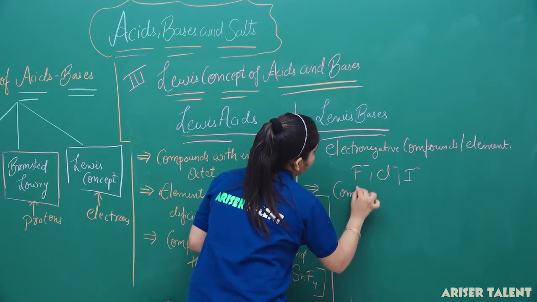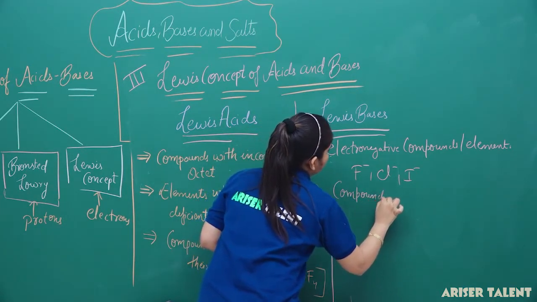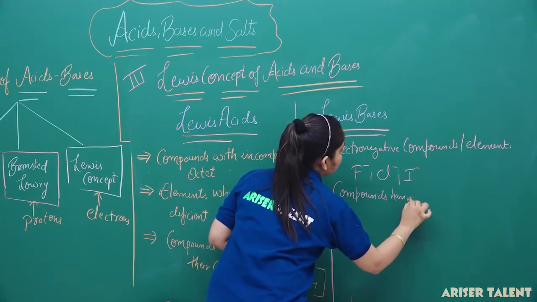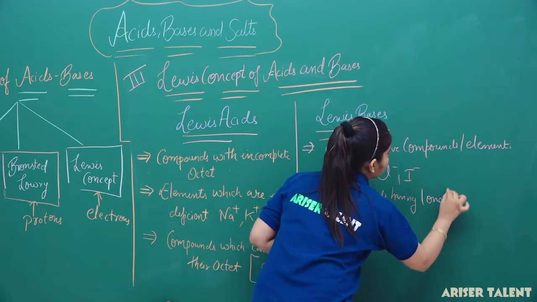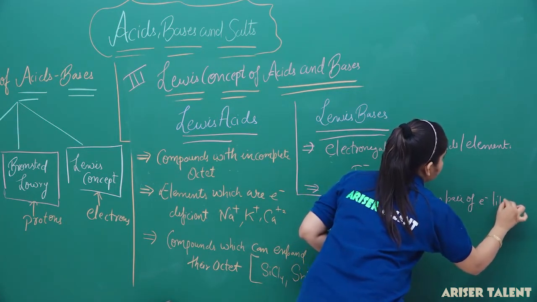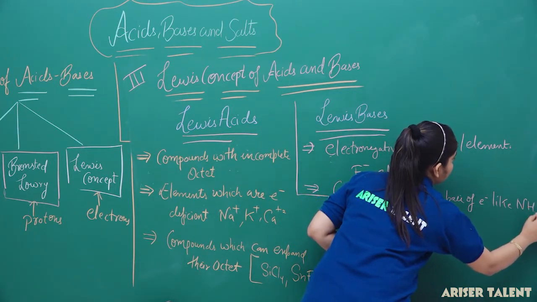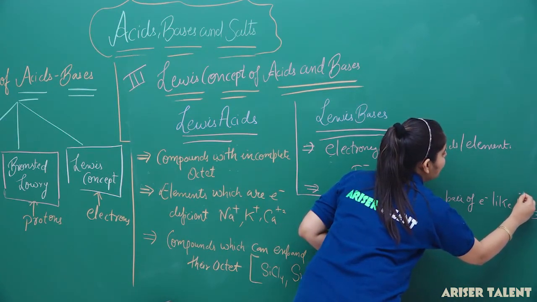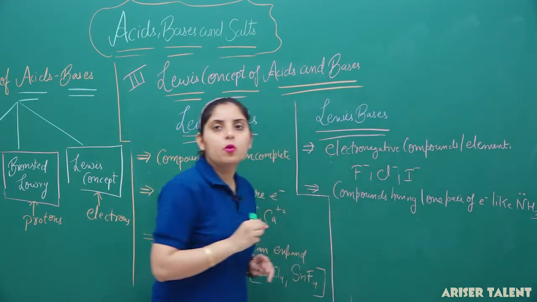So the second property is compounds having a lone pair of electrons, like NH3. This is ammonia and it has one lone pair of electrons on it.